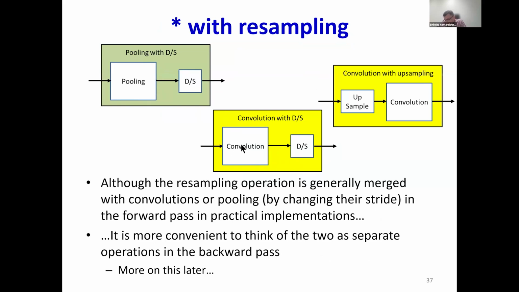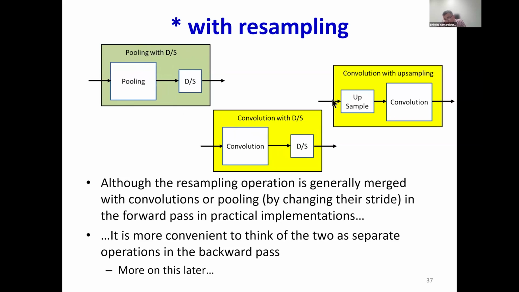We want to disregard this fact. And when we perform backpropagation, we will explicitly separate out the operations of downsampling and the previous operation. So if you had pooling with downsampling, you're going to separate it as pooling with a stride of 1, followed by downsampling. If you had convolution with downsampling, you'd separate it out as an operation of convolution with a stride of 1, followed by downsampling.